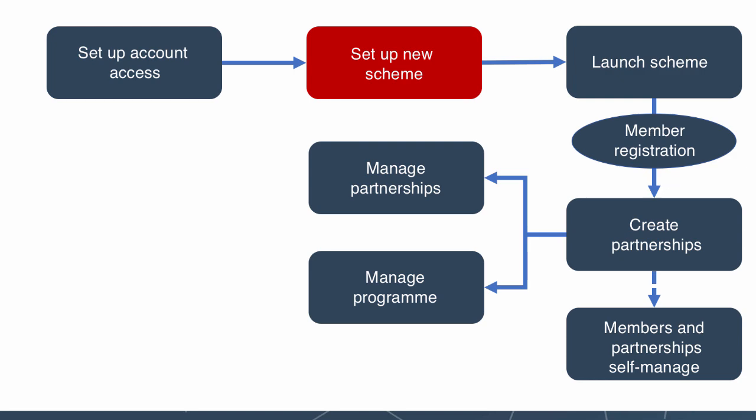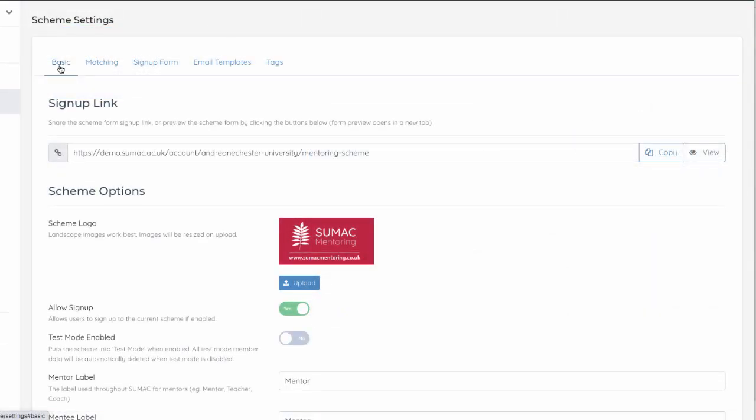This is all handled in the Scheme Settings screen, which contains 5 tabs. The first tab is Basic Settings, which allows you to add branding, change the default role labels from mentor and mentee to coach and coachee, for example, and allows you to switch the sign-up form on and off.